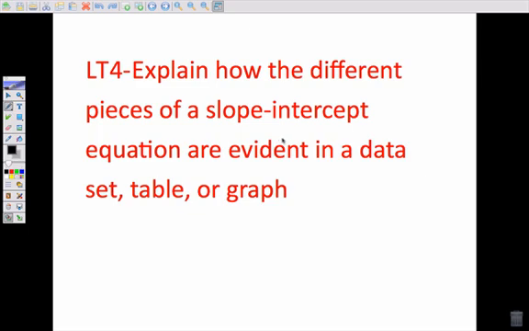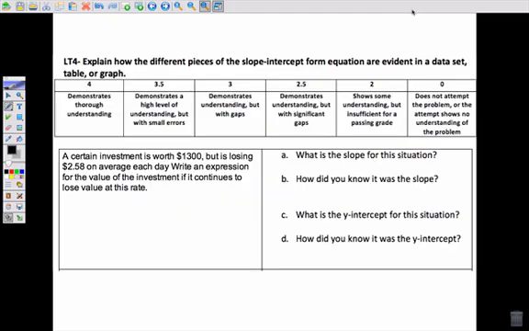Okay, here's your Learning Target 4 retake video. Learning Target 4 is explain how the different pieces of a slope-intercept equation are evident in a dataset, table, or graph. So here is the problem from your test.